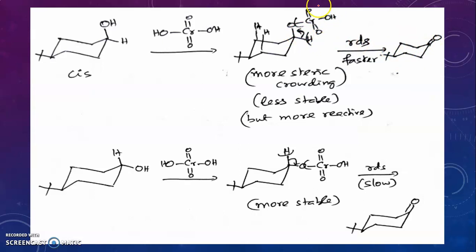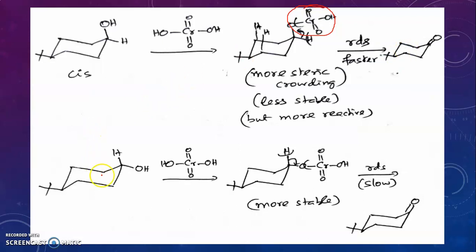But now here this chromic ester group is present in the axial position. So due to 1,3 diaxial interaction, and it is a sterically crowded group, a large size group, the 1,3 diaxial interaction is very strong here. Therefore, your reactant is less stable. In the rate determining step, your reactant is less stable. That means the reaction occurs faster. So more steric crowding is there, the reactant is less stable, but it is more reactive. Less stable means more reactive. So the reaction occurs faster. Are you clear?